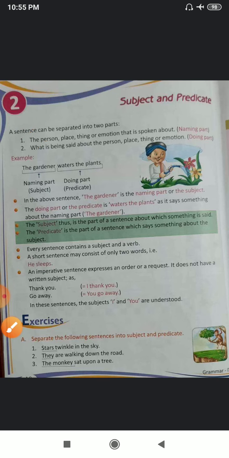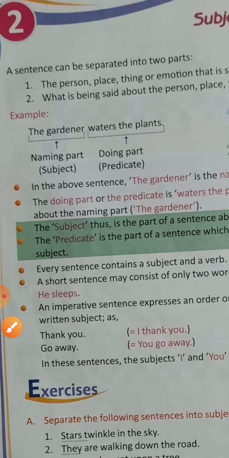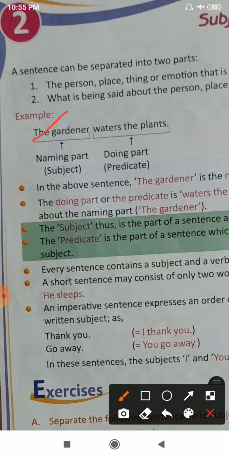With the help of an example, let me make this clearer, as you can see in your book. Here it is: The gardener waters the plant. So here, what is the naming part? The gardener. So the gardener is the subject. And waters the plant is the doing part. So the doing part is your predicate.